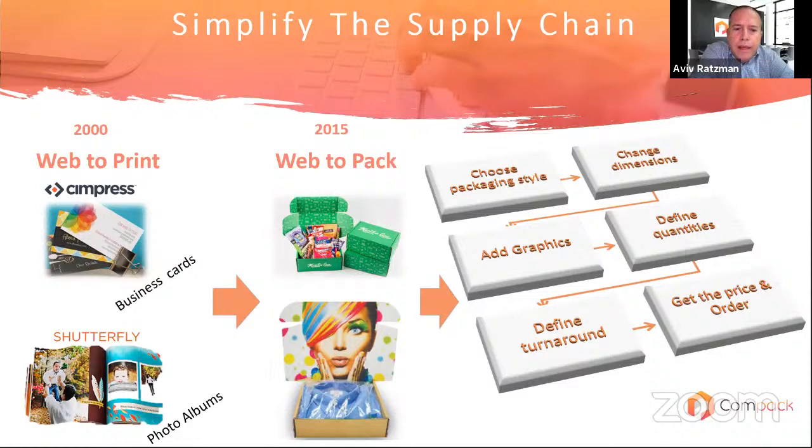And think about it, with Shutterfly, for example, you can order a photo album of one. This was something that you would never do before 2000. A photo album or a book, you could never order a book of one. And this is today a market that everybody understands, that you can order it and get it in a few days.